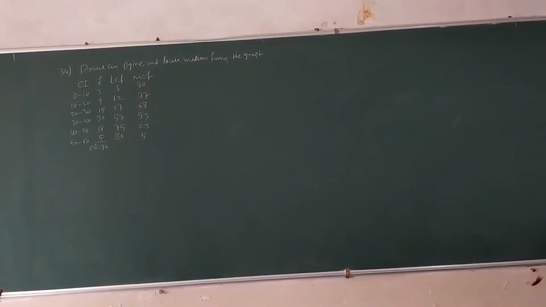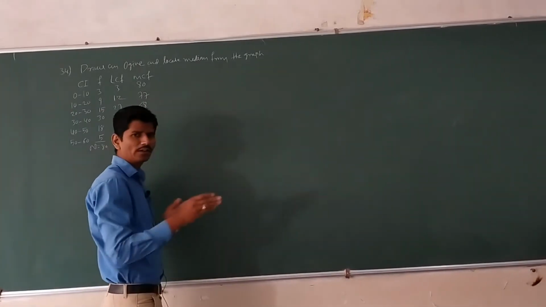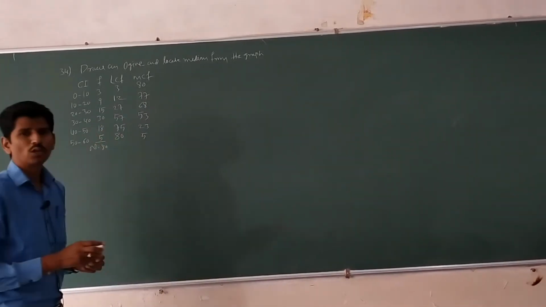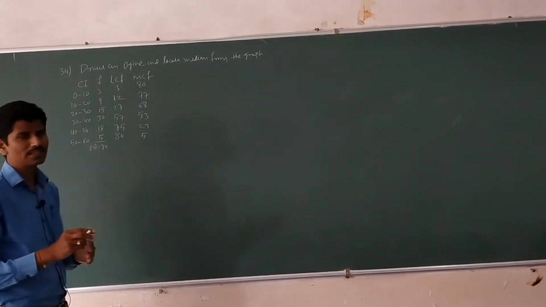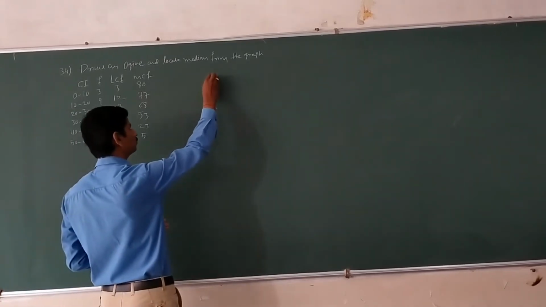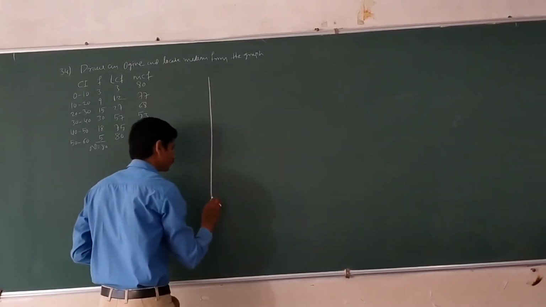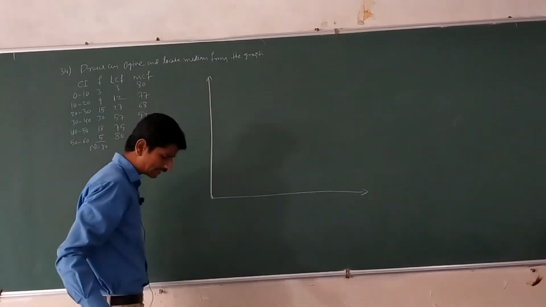Next, we have to draw the ogive curve. Here, the class intervals are taken along the x-axis and the cumulative frequencies are taken along the y-axis. First, you have to mention the scale.